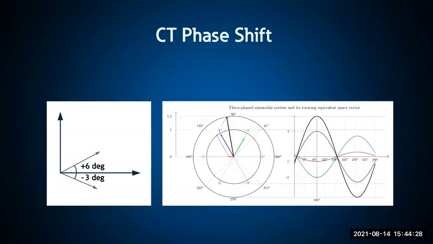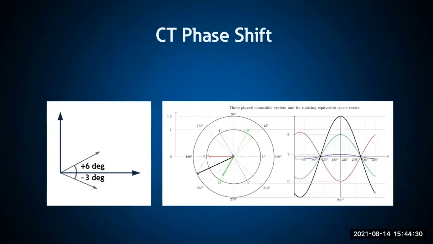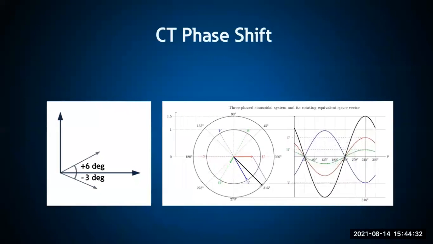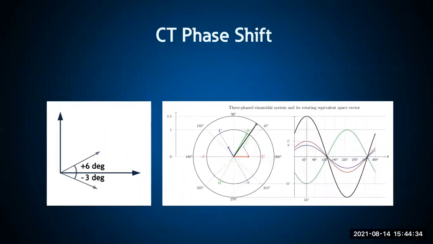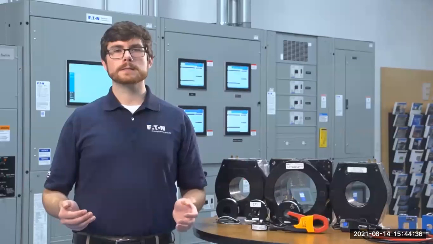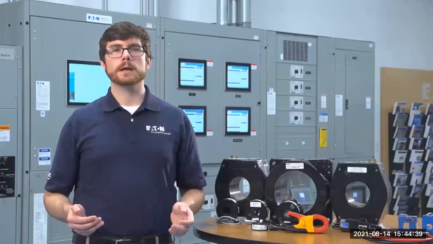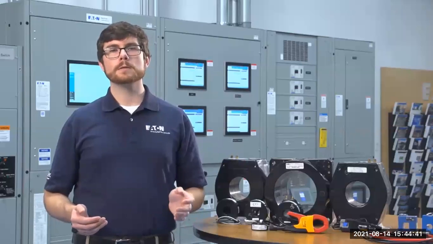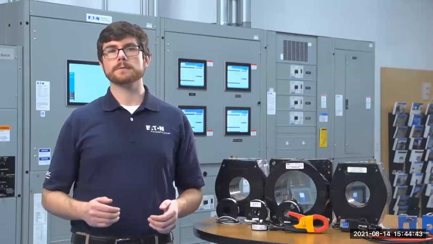Additionally, CTs can also experience a phase shift between primary and secondary windings, which can range between a few tenths of a degree up to 6 degrees. That phase difference can make power measurements incorrect, even to the point that power may look like it is incorrectly flowing out of the load.